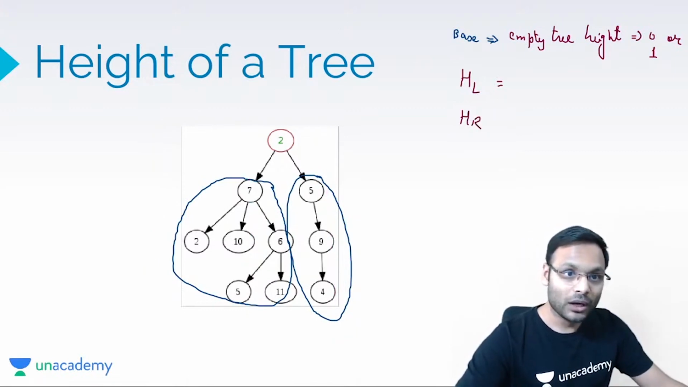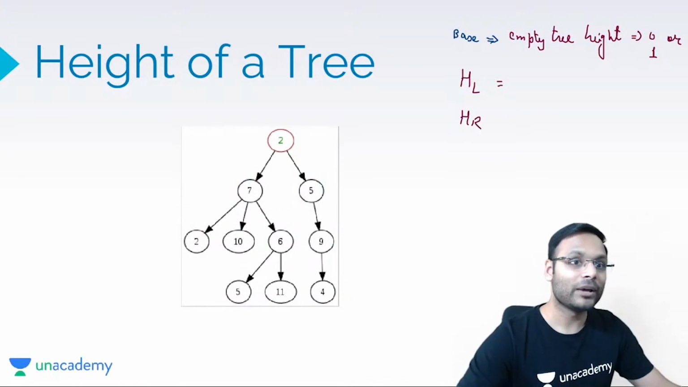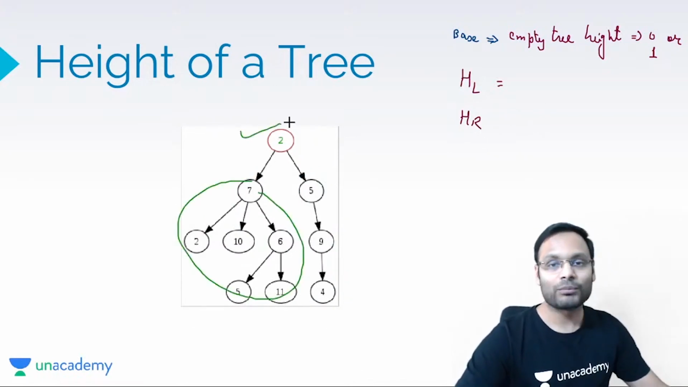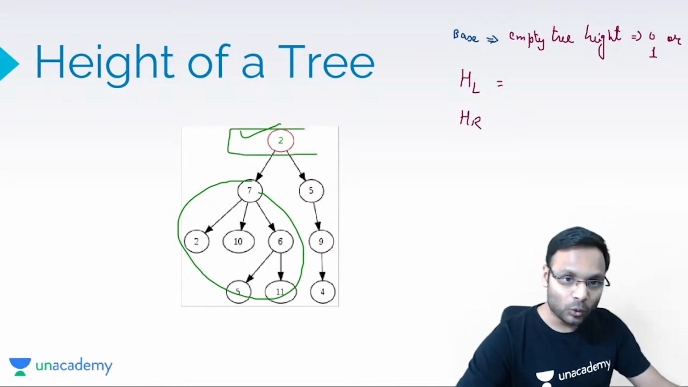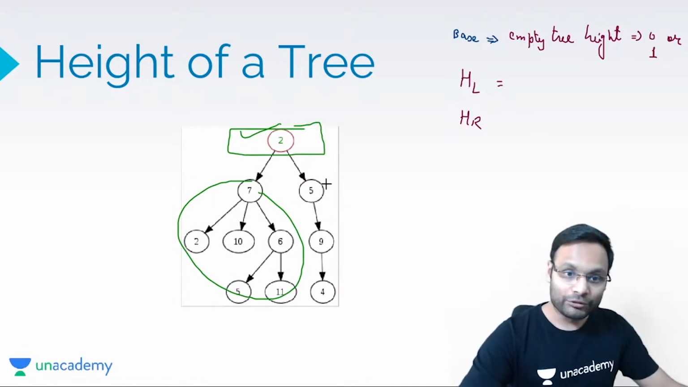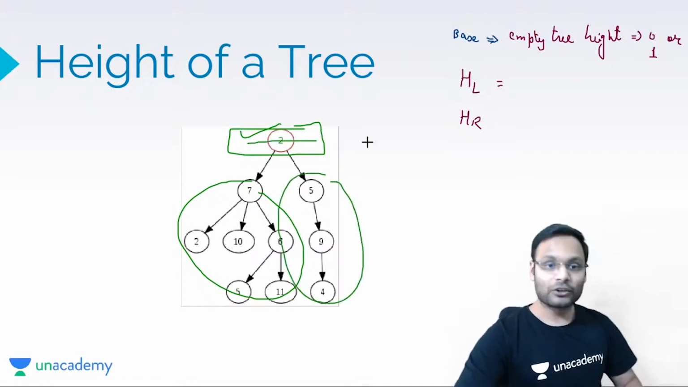So I will get the left subtree's and right subtree's height and compare which one is maximum. If this is 2, then 2 plus 1 is the height of my entire tree. Why plus 1? We will have to include the root. If this is 3, maximum is 3, then 3 plus 1 is the height of the tree.